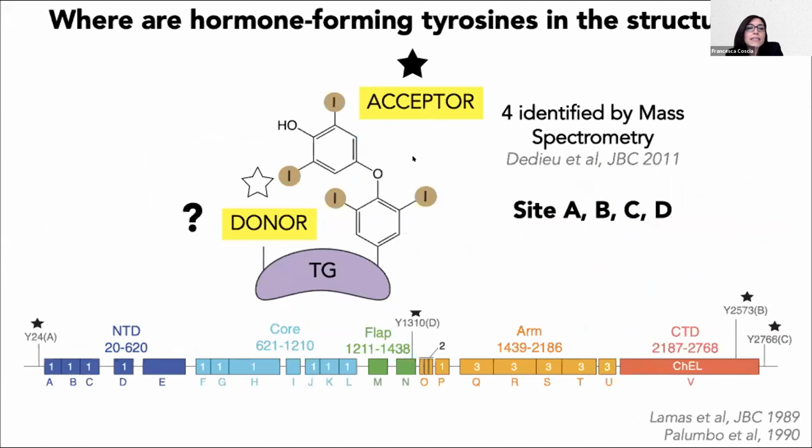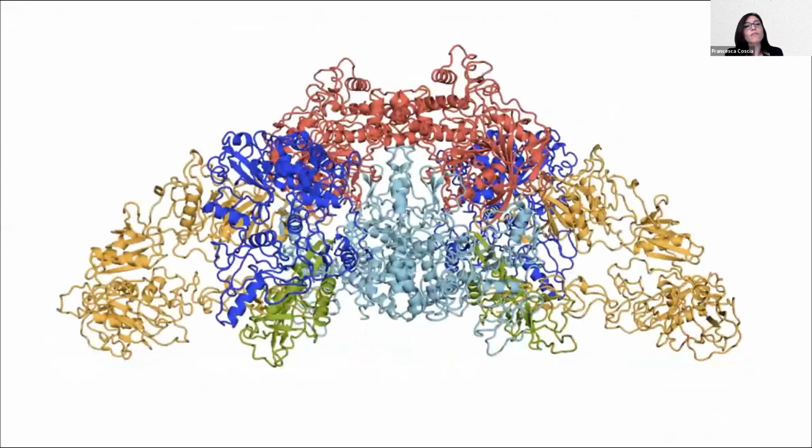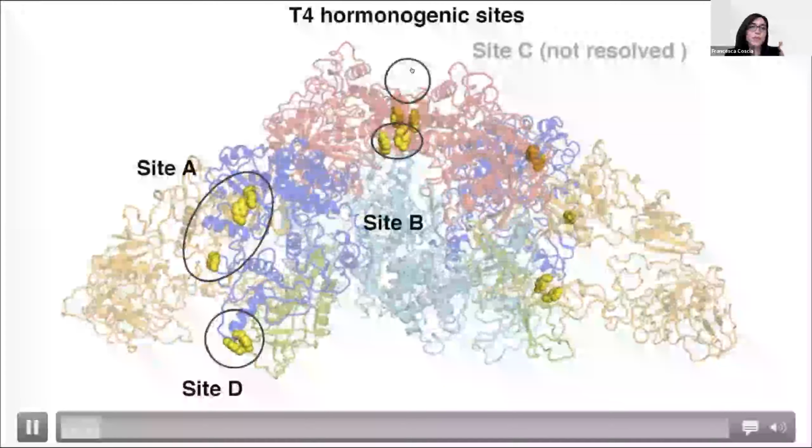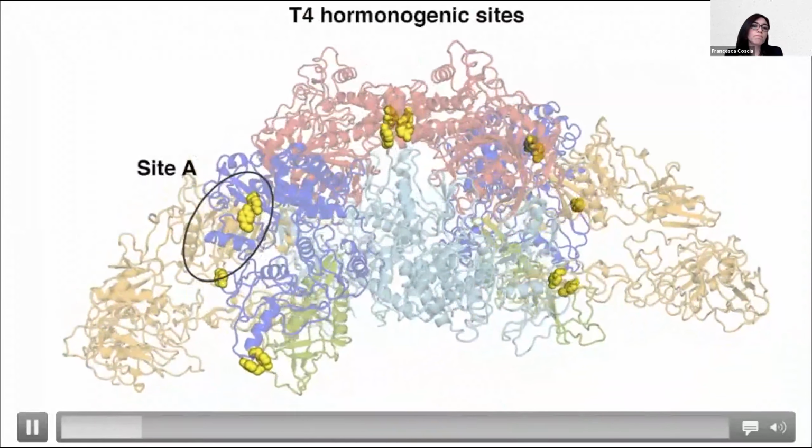As I mentioned earlier, the acceptor positions where the hormones are found were identified by mass spectrometry quite recently, while the position of the donors was quite uncertain. The hormonogenic sites are historically called site A, B, C, and D, and we managed to resolve 3 out of 4. So we found the acceptors in the structure and then looked in their proximity to find the possible donors. Site C was not resolved because it's at the very C terminus.